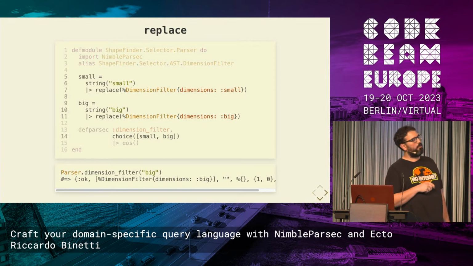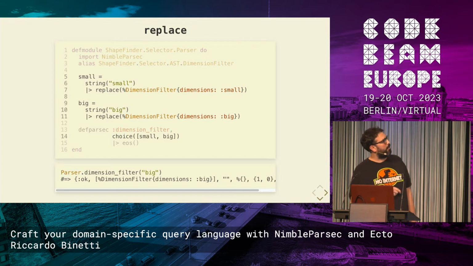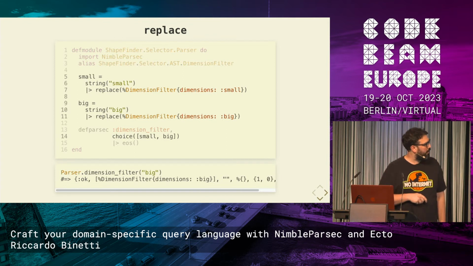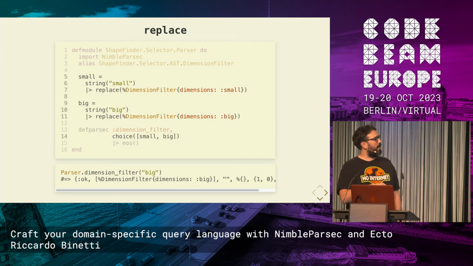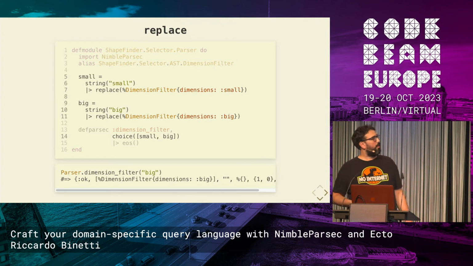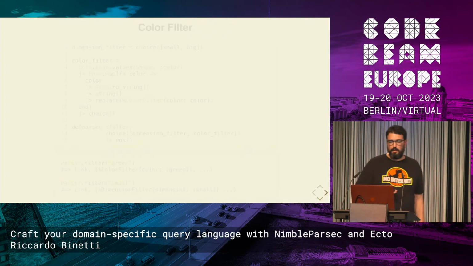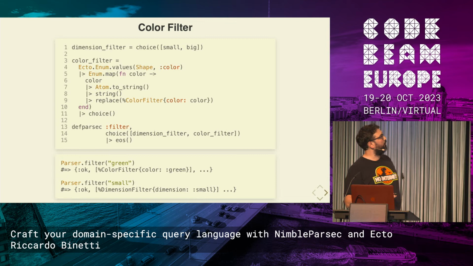So this is how you can split big combinators into smaller ones. And we are replacing the small string with a dimension filter with dimension small, and the same for big. And you can see in the output that we are actually outputting a struct. So basically, our dimension filter is done. Let's pass to the color filter.